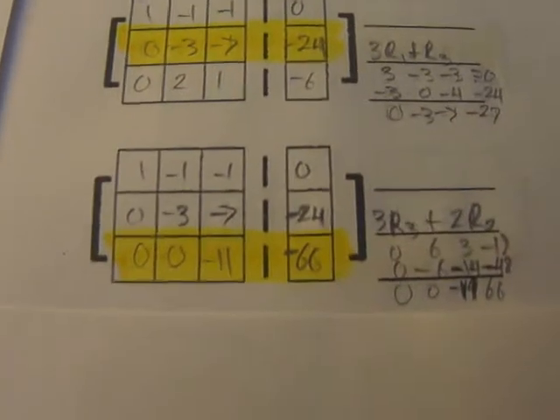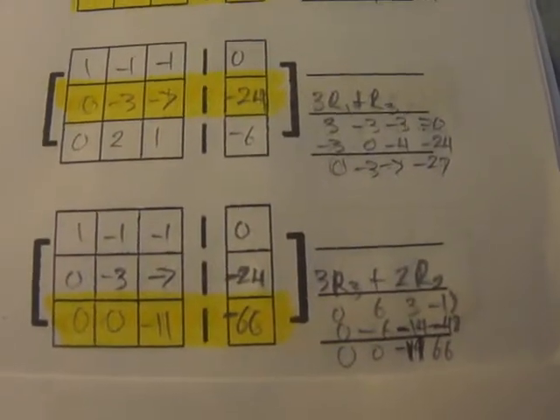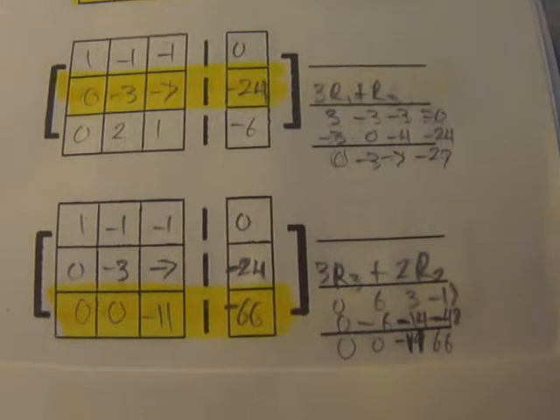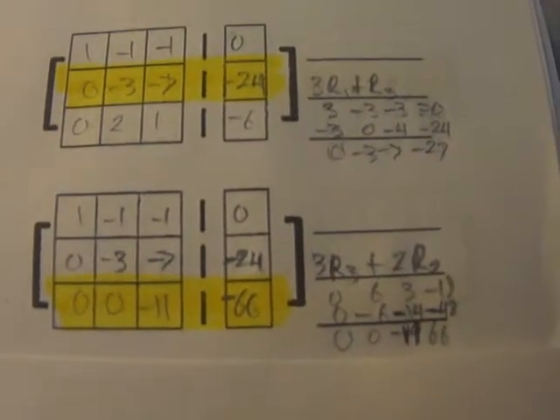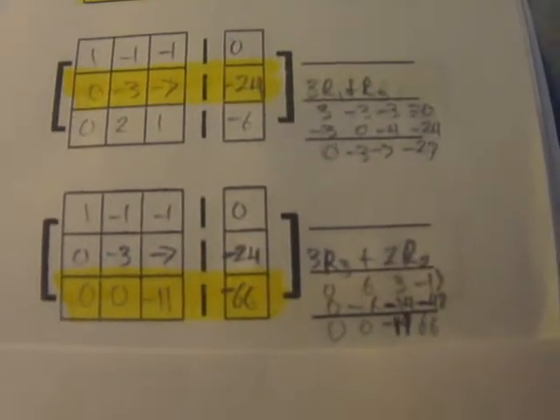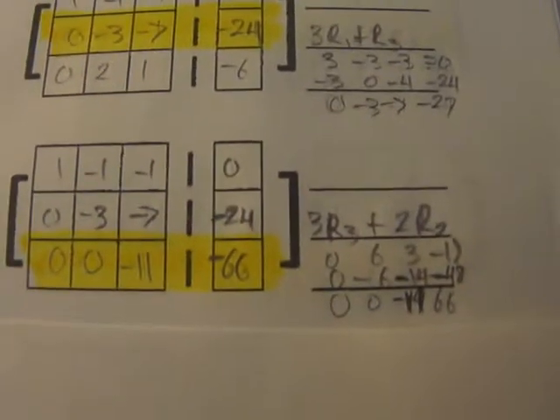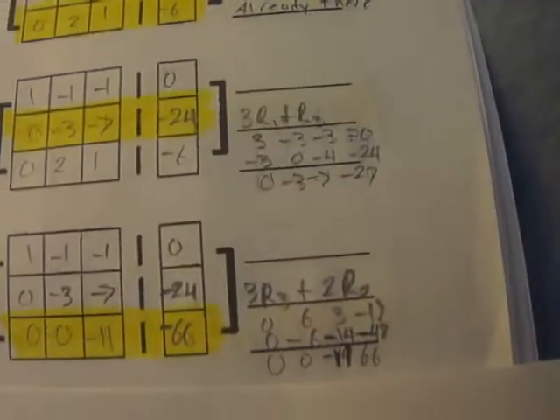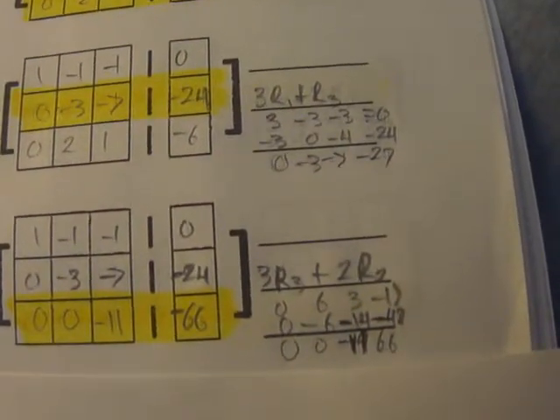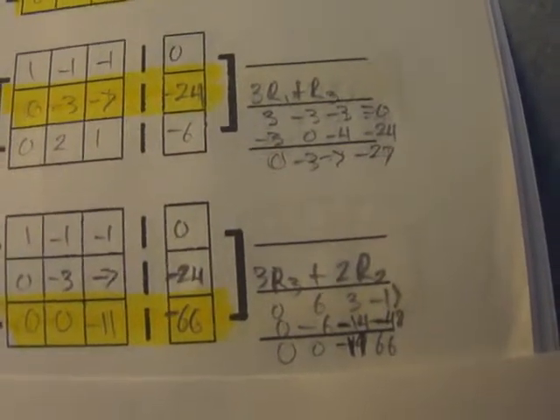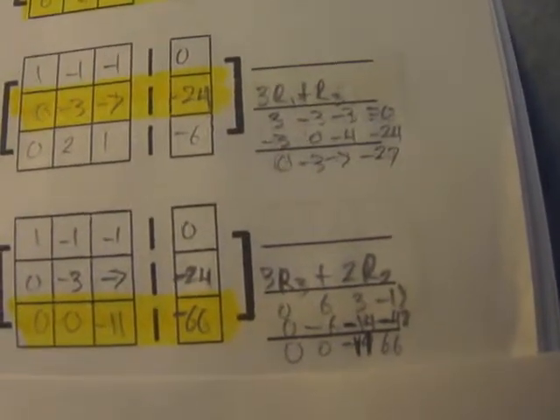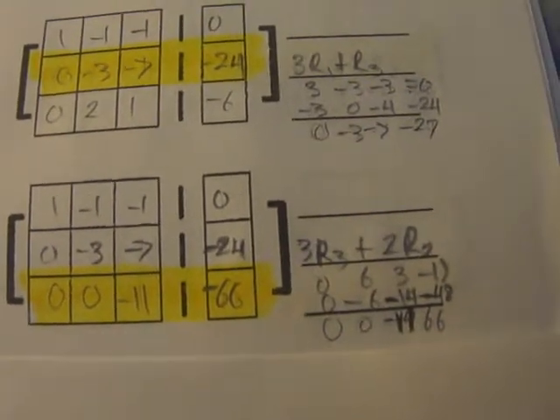Now for the third one, the fourth one, we're going to want to try to find the next 0 for the third row, and with that we have to use row 2, and I have it as 3 times row 3 plus 2 times row 2. It will be 0, 6, 3, negative 18 plus 0, negative 6, negative 14, negative 48, and it'll give us 0, 0, negative 11, negative 66. You can see I put that there.